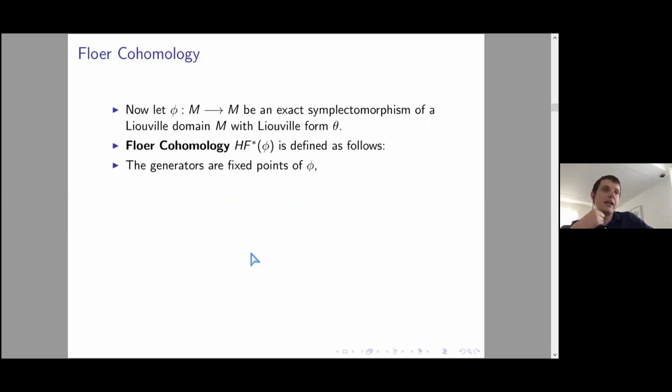The generators are fixed points of this symplectomorphism. So you know, you have to perturb it generically so that it's non-degenerate, and there's only finitely many fixed points. And also you have to worry about how the symplectomorphism behaves near the boundary. I'm not going to worry about that. It's a sort of very small positive rate flow near the boundary, but we're not going to worry about this technical detail here.